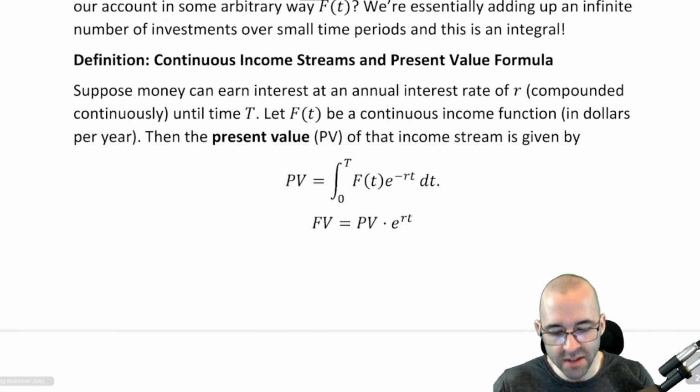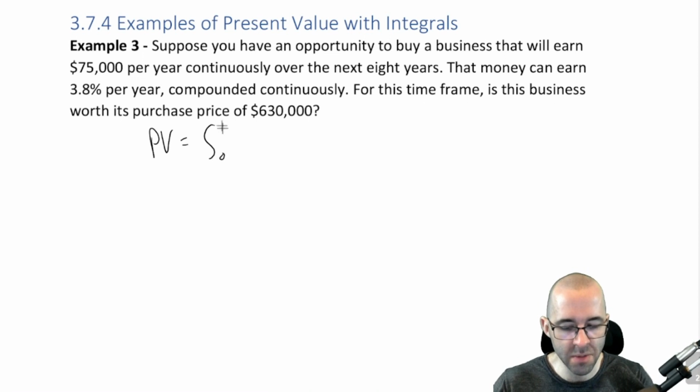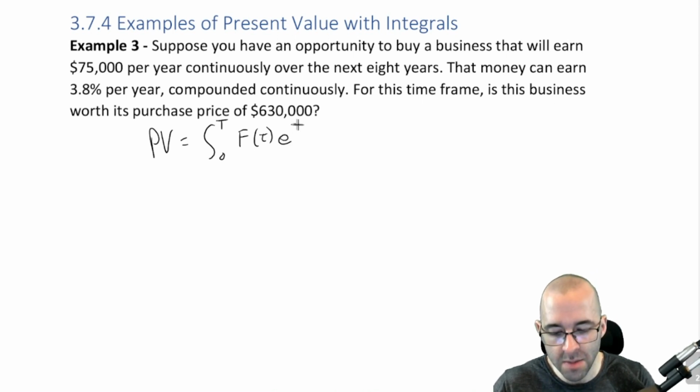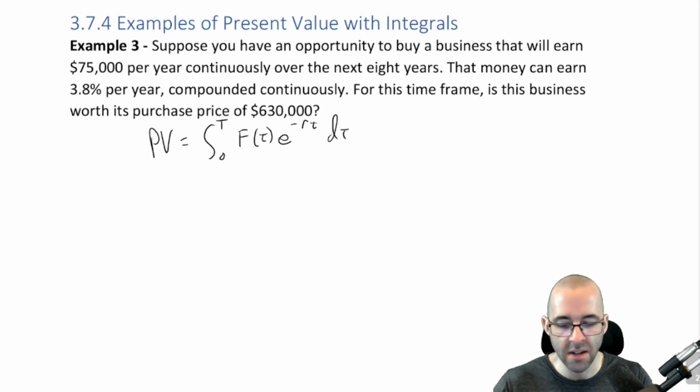So present value, let's copy this formula down. Present value will be the integral from 0 to capital T of f of t, which is how many dollars per year we can invest, times e to the negative rt dt. So let's look at all these things. T. Well, T is the time. We're looking for the next 8 years, so that's going to be our capital T.